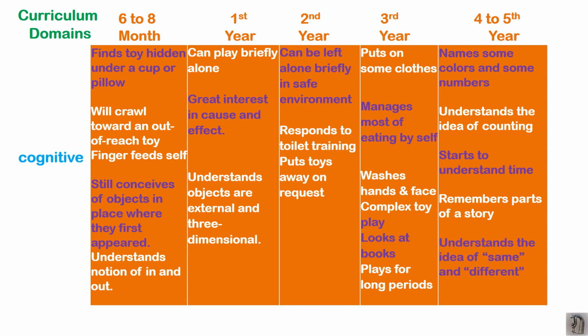Similarly, when the child goes to the second year, third year, or fourth year, the complexity level will be increasing. So this is how the content will be fixed in the curriculums of early childhood. And I have discussed only 4 domains, which are very, very important, and I think there are not more than 4 or 5 curriculum domains mentioned in the curriculum of early childhood education.